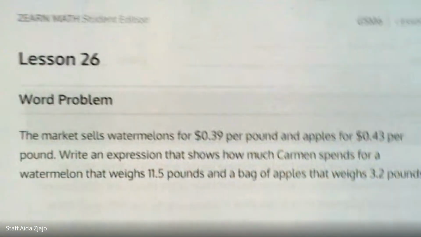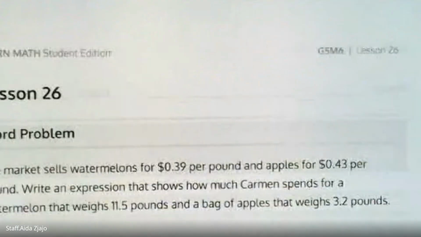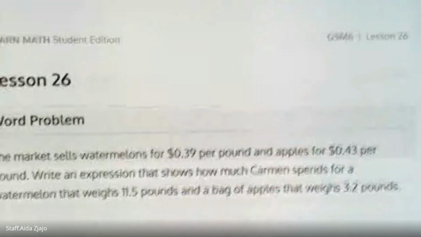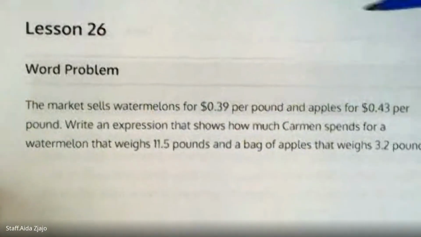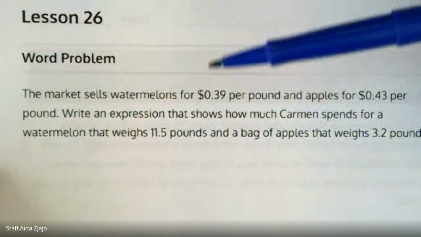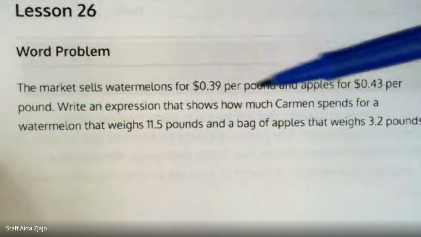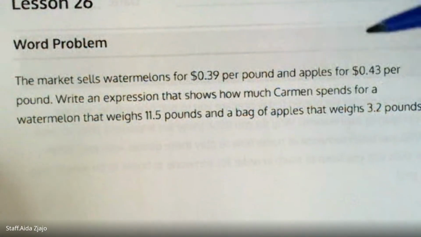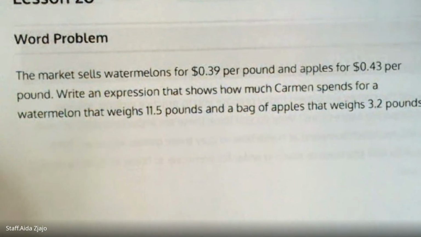It's Mrs. Z. Today we are talking about grade 5 mission 6 lesson 26. We're going to do this word problem, and then also we're going to do concept exploration template 2 for this lesson.